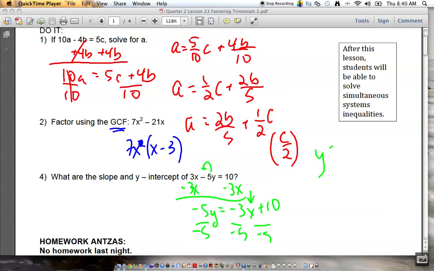And I get y equals 3/5 x minus 2. So the slope is 3/5, and the y-intercept is negative 2.